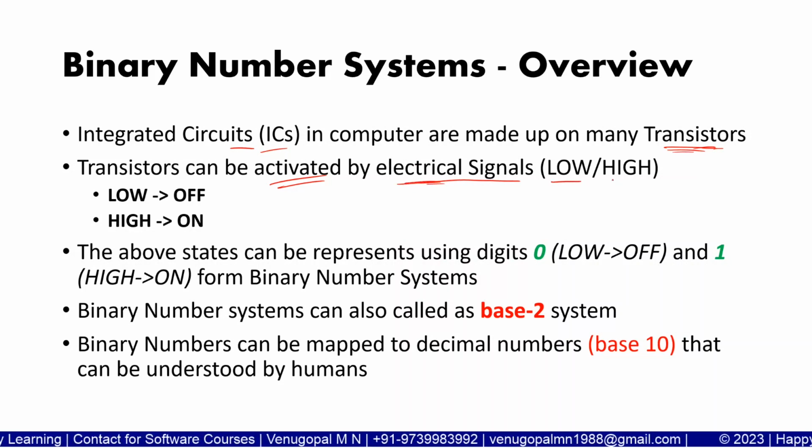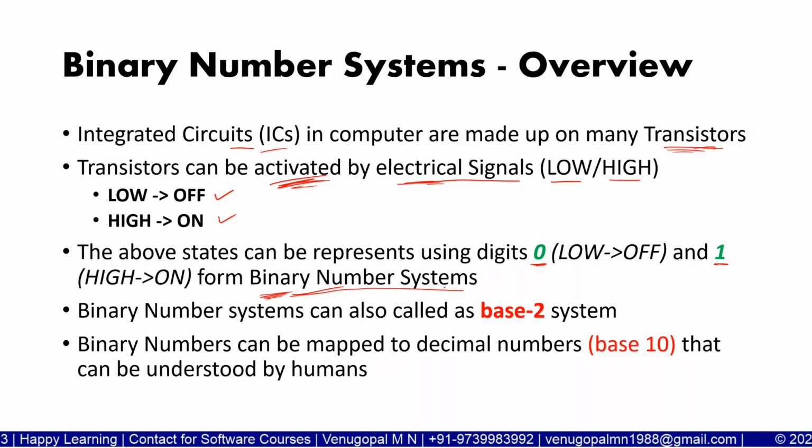Either you can pass a low signal or a high signal. Low we can call off, and high we can call on. It is like you are giving energy or not giving energy. These states can be represented digitally using 0 for low and 1 for high. If you see, there are only two numbers, 0 or 1. That's the reason we call it the binary number system.